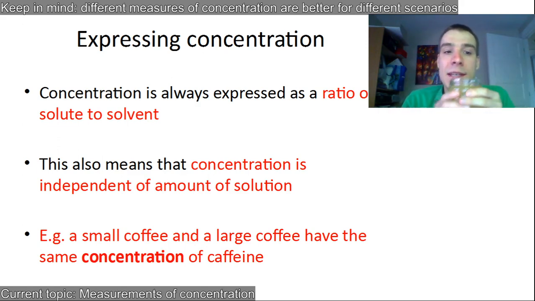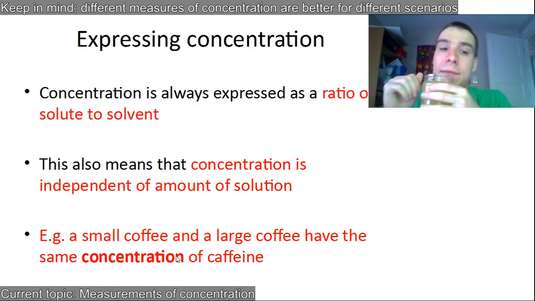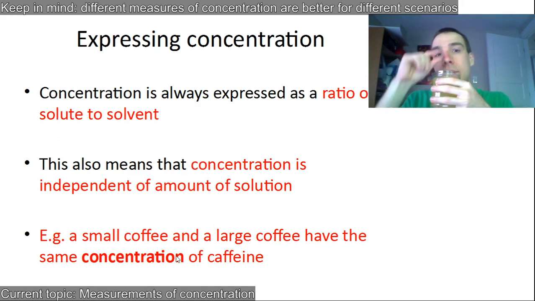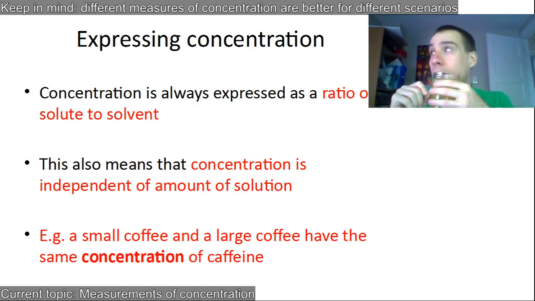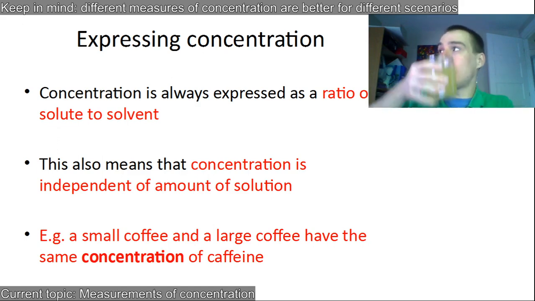So concentration is independent of amount. Another example: a small coffee and a large coffee have the same concentration of caffeine in the coffee. Now an espresso shot has way more caffeine concentration in that little tiny espresso shot, but it might have the same total amount of caffeine as a big coffee or whatever. So that's concentration. That's expressing concentration.